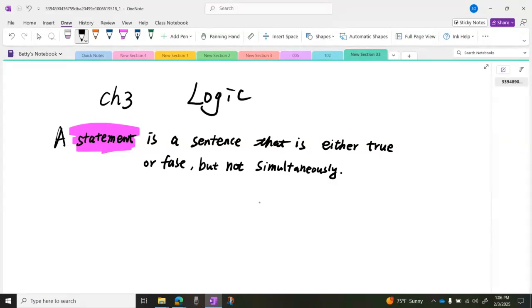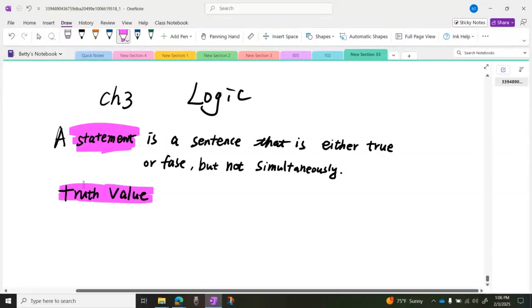If the statement tells a truth, then we say the statement is a true statement, and the truth value of the statement is T. Truth value is also a very important concept. If a statement states a fact, then that statement is a true statement. The true statement has truth value T. T is the initial of true, right?